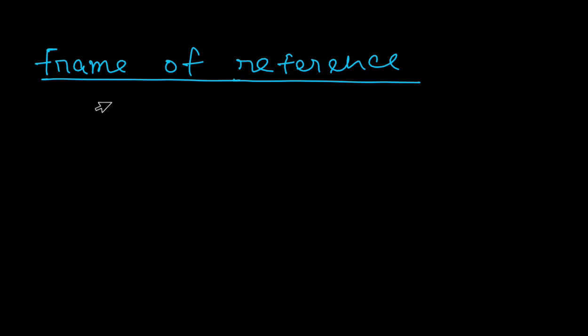So frame of reference is a set of coordinate axes with an observer at its origin attached with the clock, with the help of which he measures the position, velocity and acceleration of a point body in motion. So what is frame of reference?